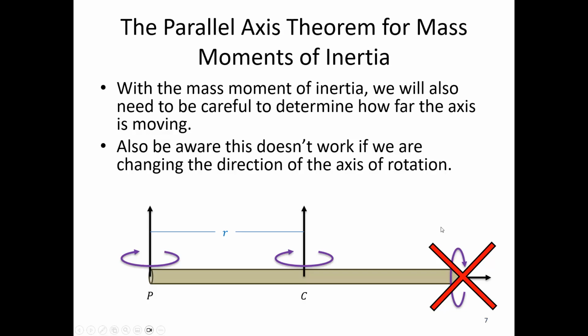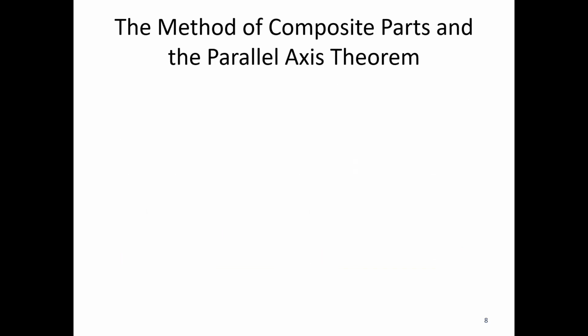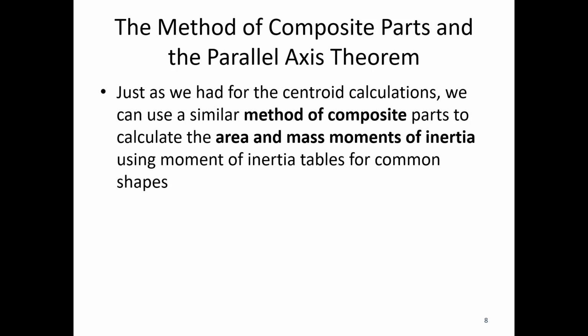All right, so why do we care about this? It can be useful in certain cases. If I have a moment of inertia about one value and I want to find another, I can use it there. But more often, this is going to be related to the centroid calculation, or this is going to be related to the method of composite parts.